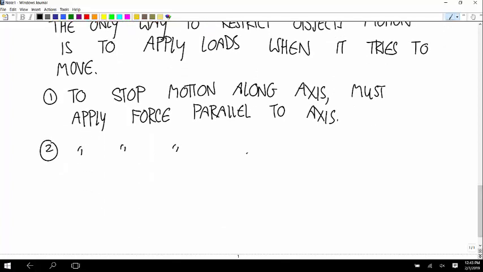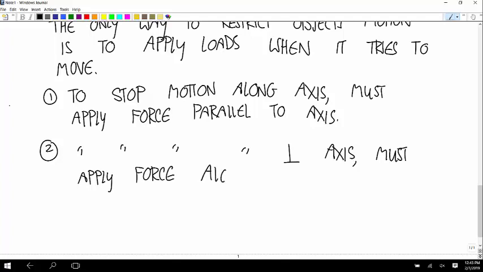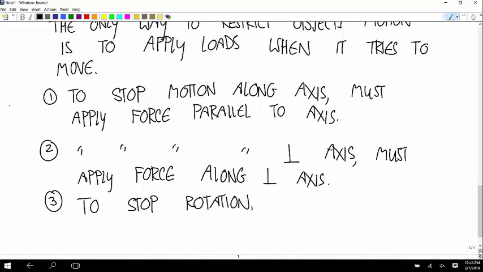To stop motion along the perpendicular axis, something must apply a force along that perpendicular axis. And to stop a rotation, something must apply a couple to this object. A couple is what fights.